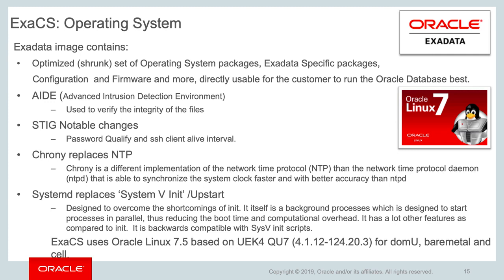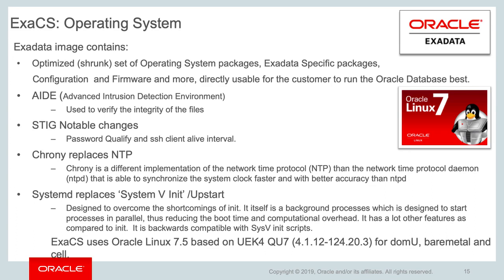While the image looks like just a Linux image, it is in fact a highly optimized and integrated database platform. It contains an optimized set of operating system packages, Exadata-specific packages, configurations, firmware and more, which are directly usable for customers to run the Oracle database in the best possible way. There are several changes which Oracle Linux 7 brings. All the new environments provisioned have 19c compatibility, and are powered by Oracle Linux 7. This supports images for different purposes: for cells, for bare metal, dom0, domU, DB nodes.